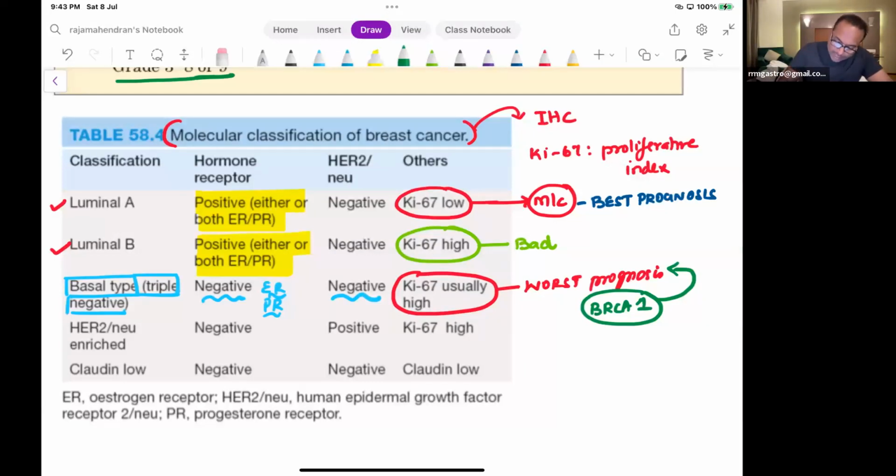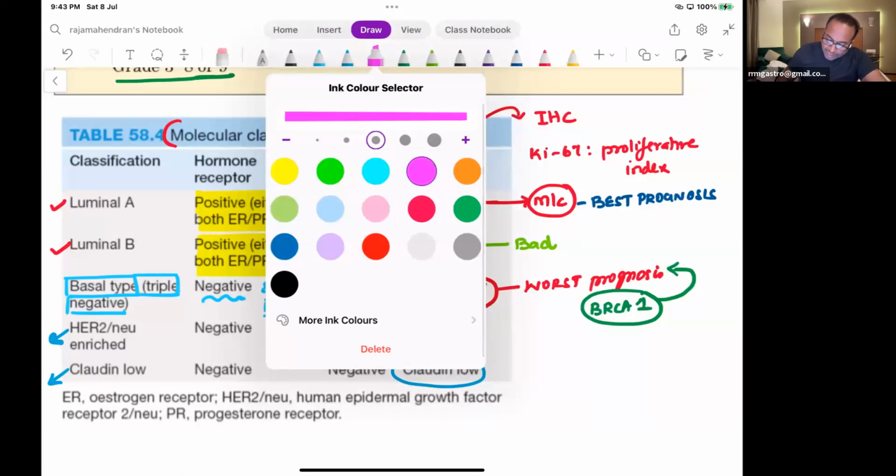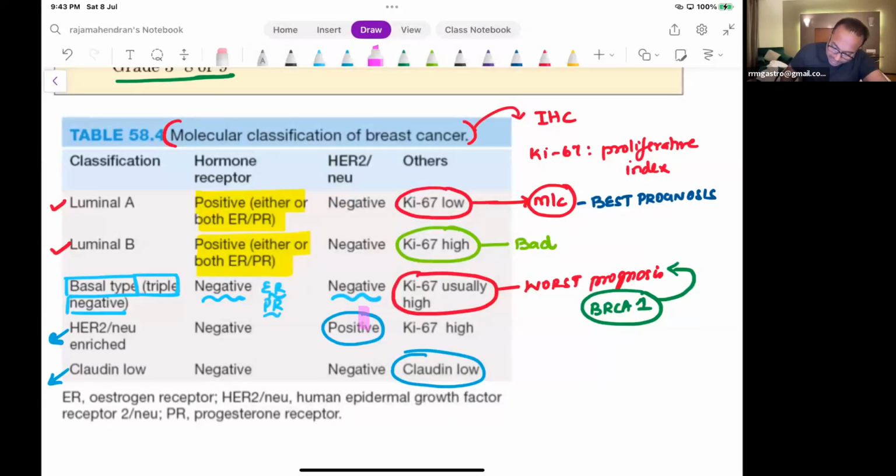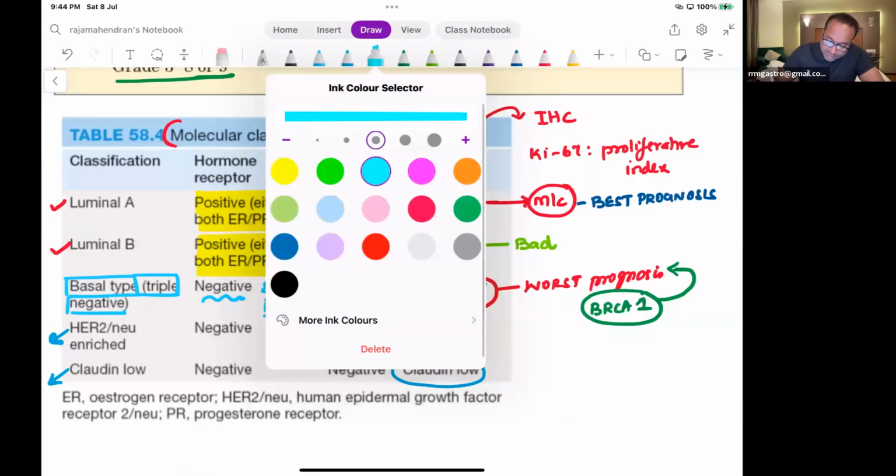Next, HER2 is a type which is only HER2 positive. Claudin type is a type where only claudin is low. So in this table, you can get an MCQ based on this. Only the HER2 type has HER2 positive; in all other cases it is negative. All of them are Ki67 high except luminal A, which has Ki67 low. So this table can easily be asked as an MCQ for you. Please remember this table and be thorough with it.